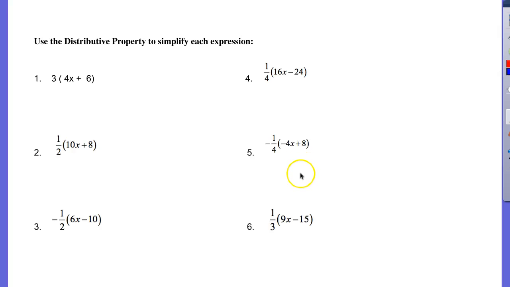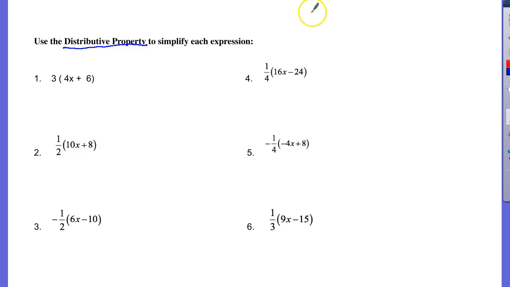Hello there. In this video, we are going to use the distributive property to simplify each of these expressions. So before we get started, before I give you the formal definition of distributive property, I'm going to show you an example here. So let's introduce that.